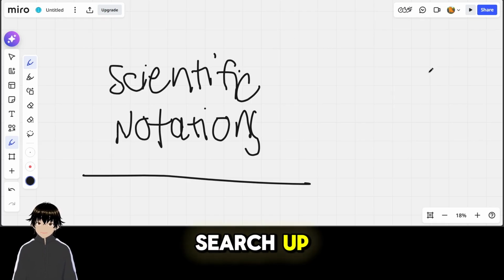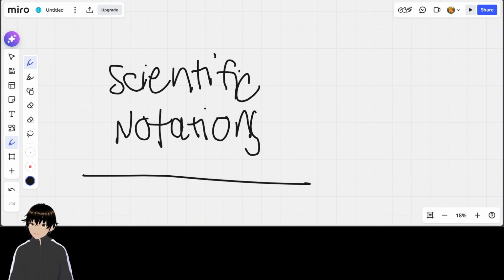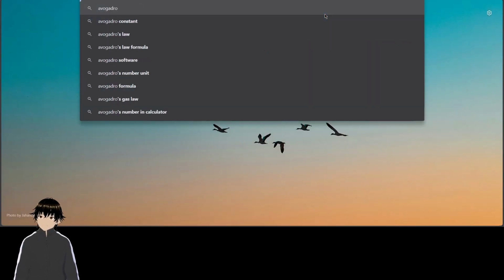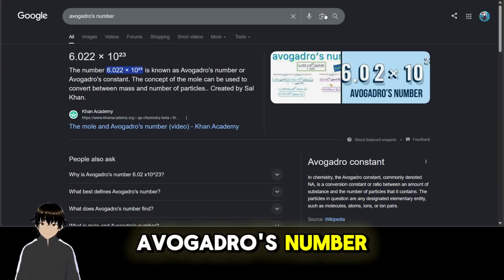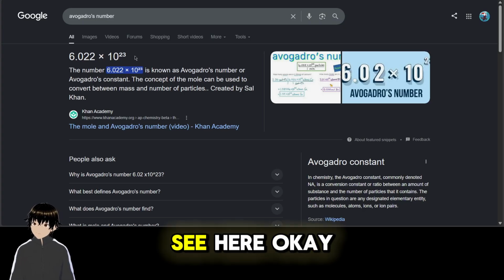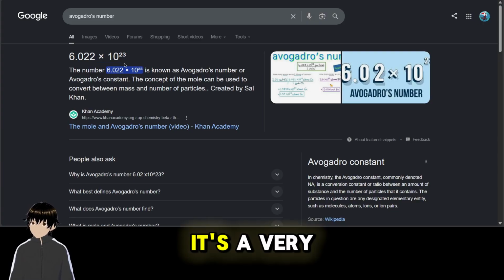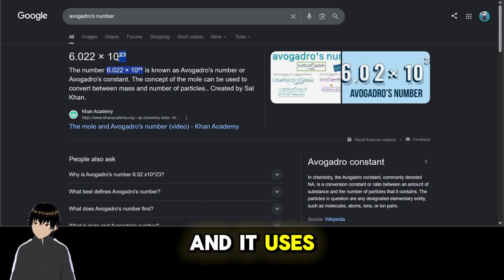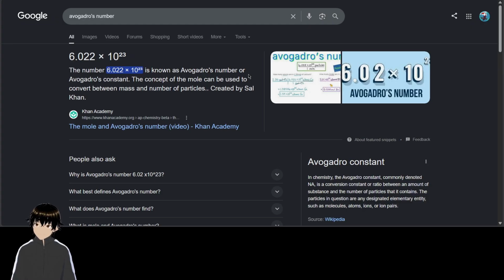We can just search up any particular scientific notation. For example, Avogadro's number. As you can see here, it's a very big number, and it uses an exponent of 23.